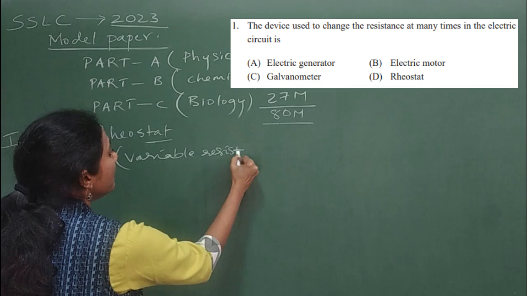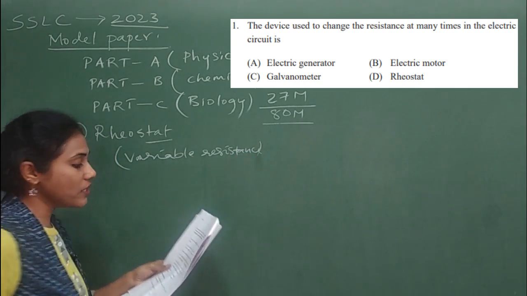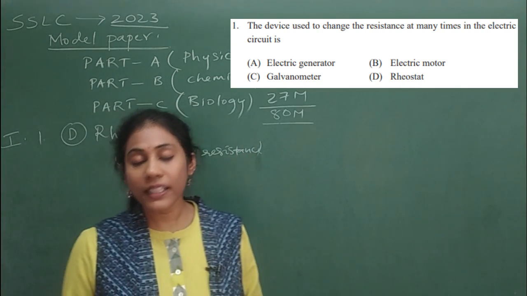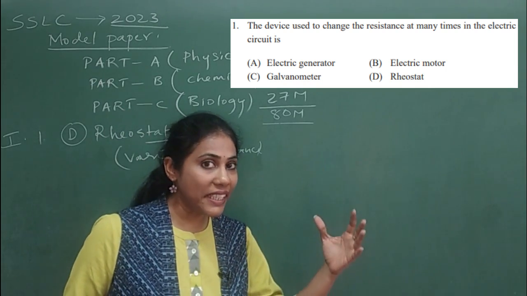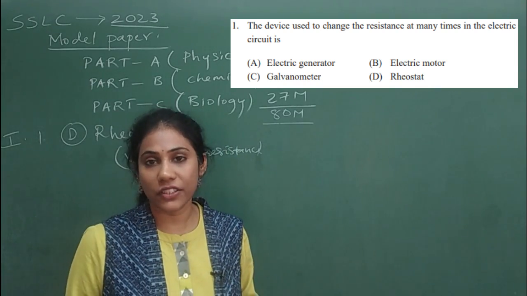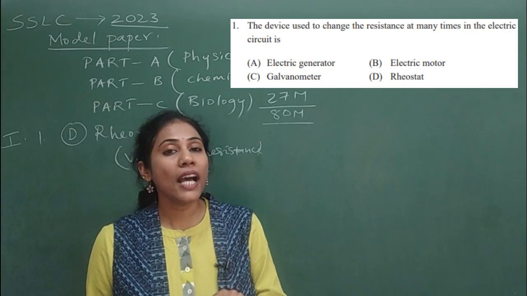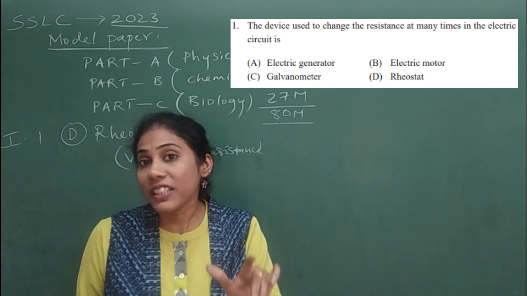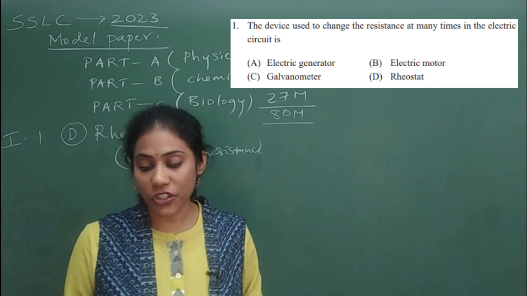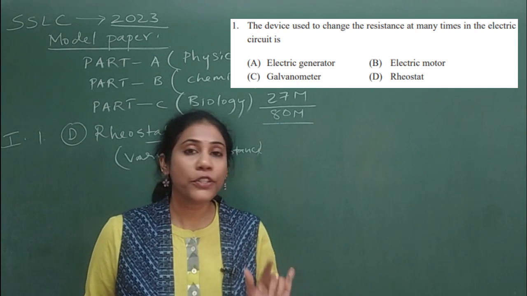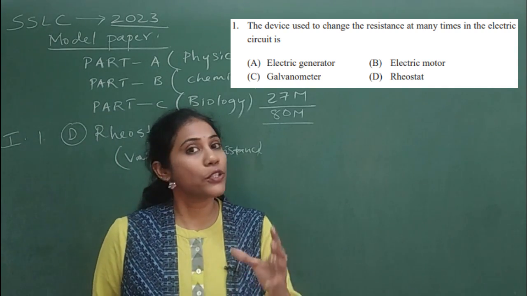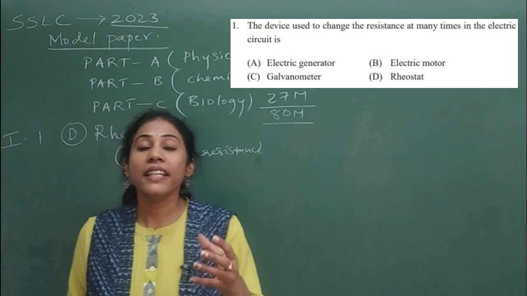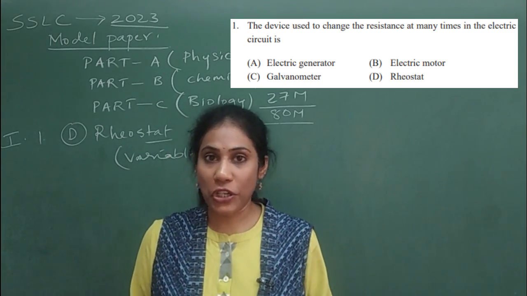Whereas if you talk about the first option, electric generator, it is a device that is used to convert mechanical energy into electrical energy. And electric motor, the opposite, converts electrical energy into mechanical energy. And galvanometer is used to measure electric current. It is used to detect whether electric current is induced or not, right?